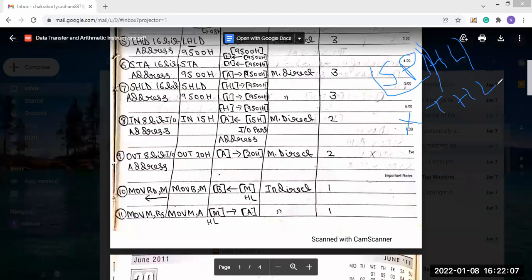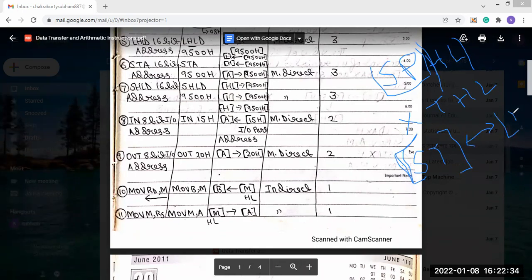This is the last one, XTHL. And here also, what does this XTHL do? The content is basically transferring between, we are moving between this with the HL register.